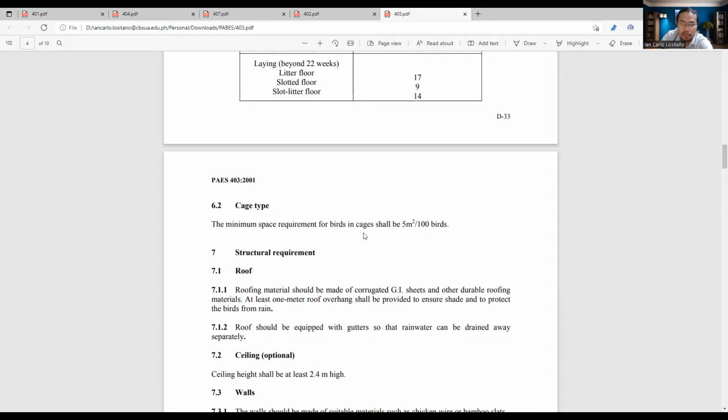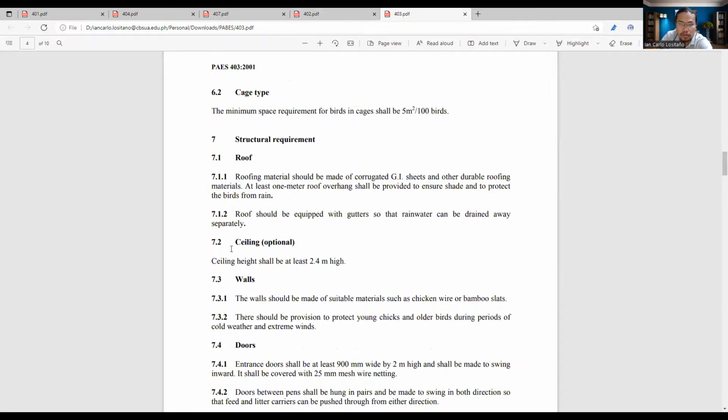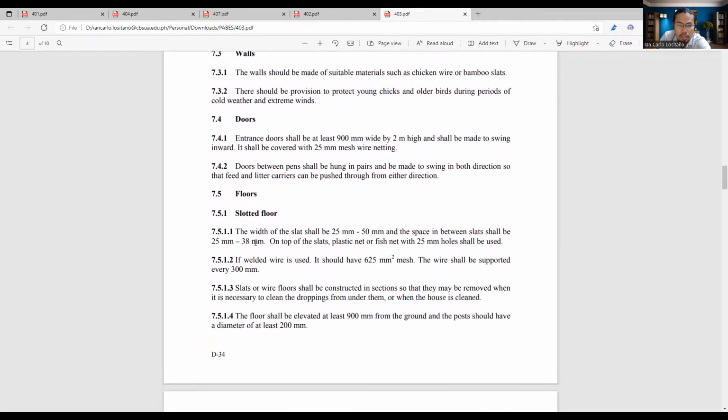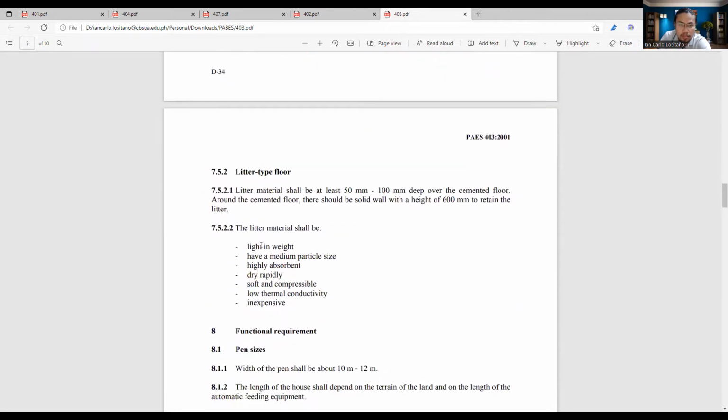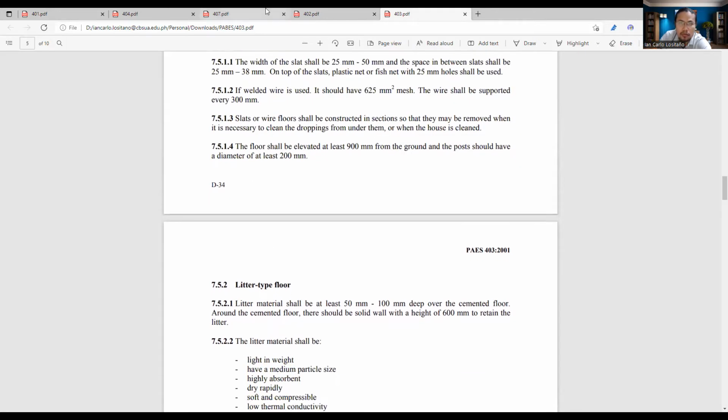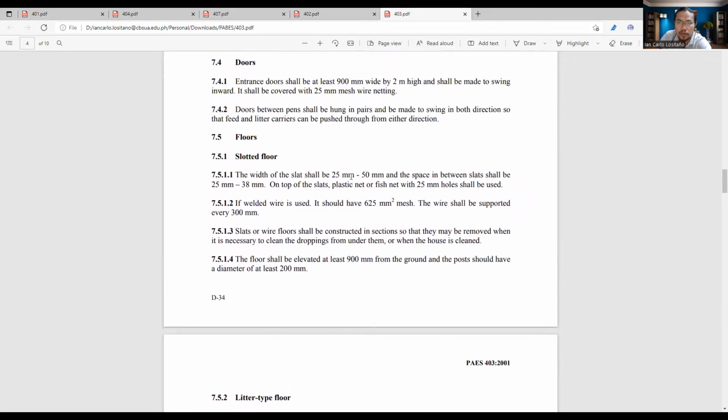The minimum space requirement for birds in cages shall be 5 m² per 100 birds. For the structural requirements, you have the same entries for the roof, the ceiling, the walls, the doors, and for the floors if they're slotted, and then the litter type. This has to be required. The width of the slats shall be 25 to 50 millimeters, and the space in between slats shall be 25 to 30 millimeters. On top of the slats, plastic net or fish net with 25 millimeter hole shall be used. If wire is used, it should have 625. This is recommendatory, but the wire shall be supported every 100 millimeters.